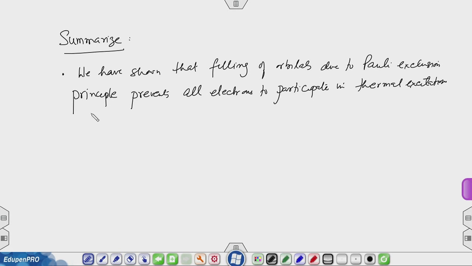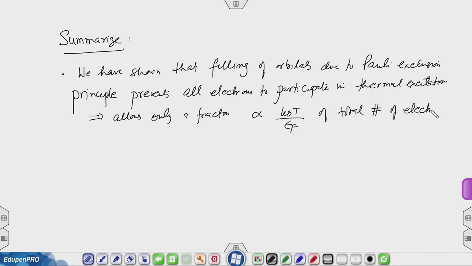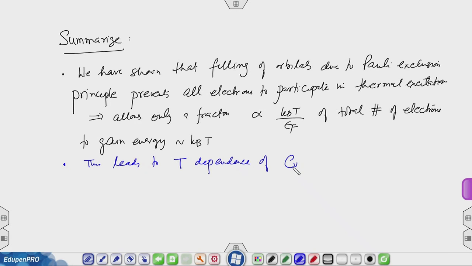So, it allows only a fraction proportional to kBT over epsilon f of total number of electrons to gain energy, which is roughly kBT, and this leads to T dependence of Cv.